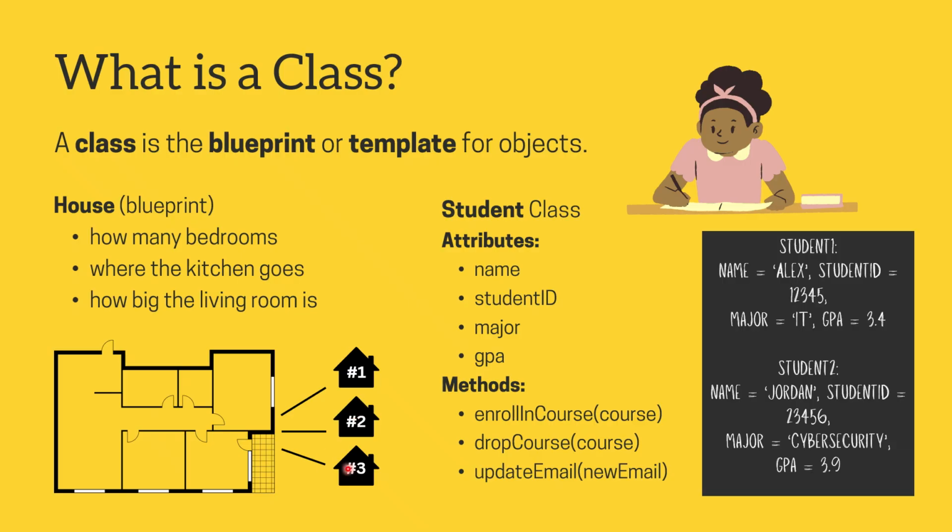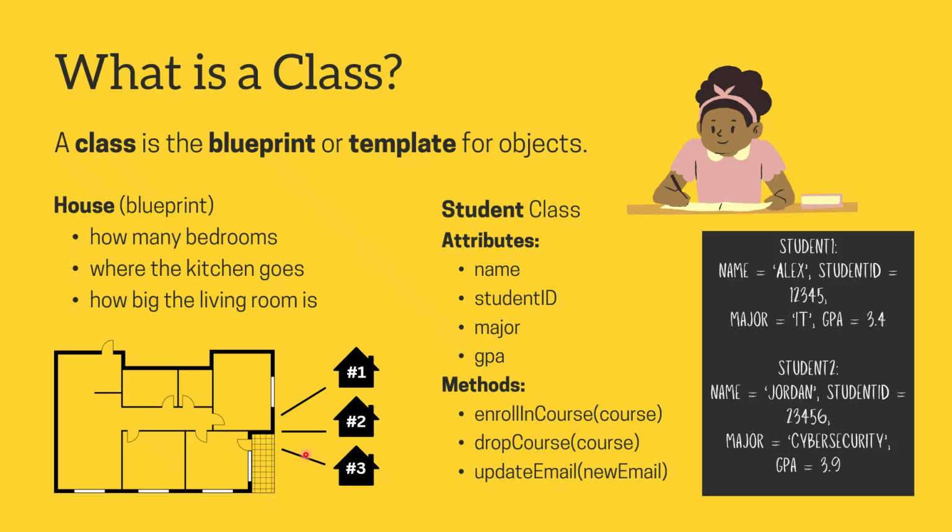We could build house three, which is like 789 Pine Lane. Okay. Now, all of those are objects. These are all actual houses, but they're built from the same class or blueprint. Now, in programming, the class describes what attributes each object will have and what methods each object can perform. So an object is a specific instance of that class.